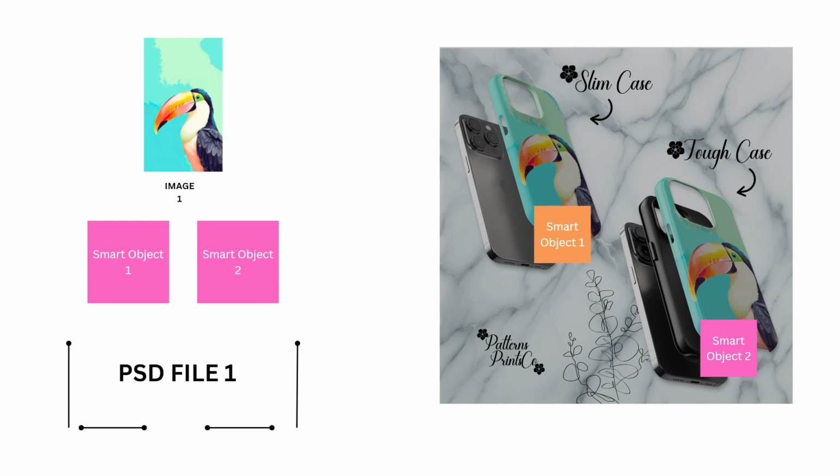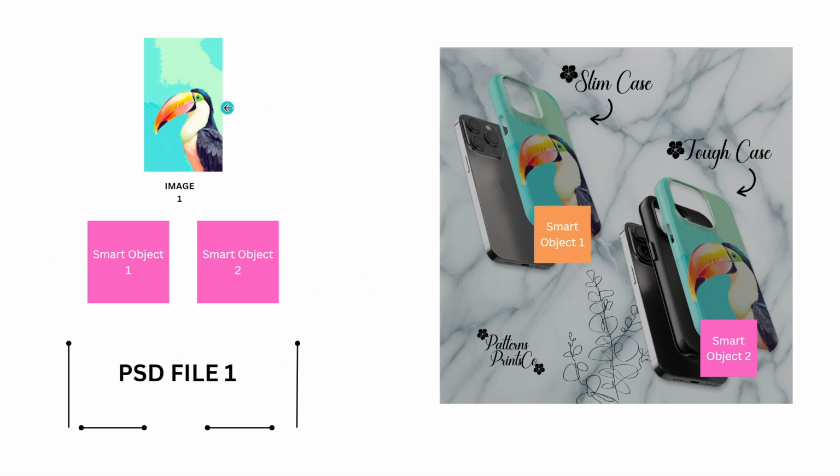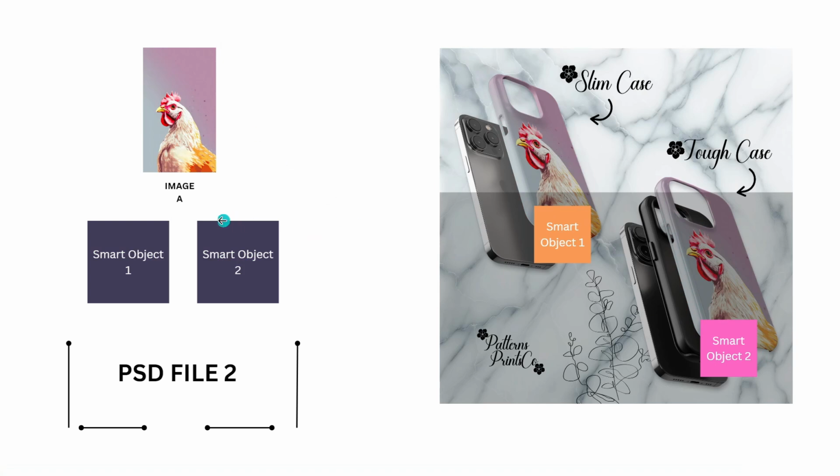So here would be one Photoshop file with two smart objects, but as you can see, both smart objects are using the same image. And here is the same example with the other image: two smart objects, but a different image.